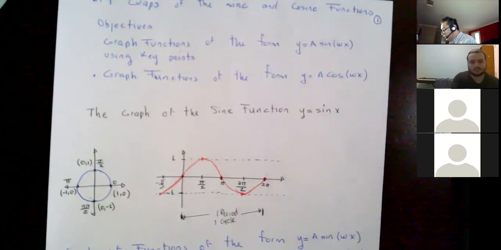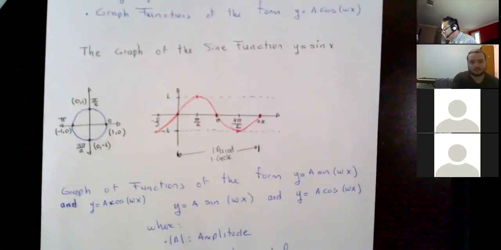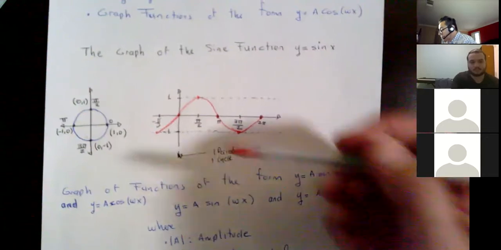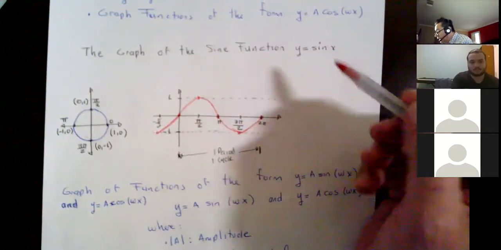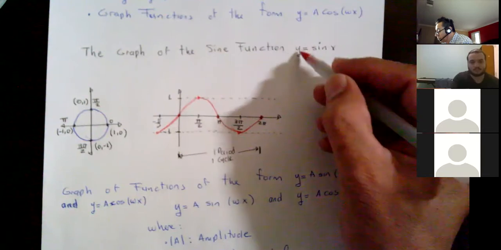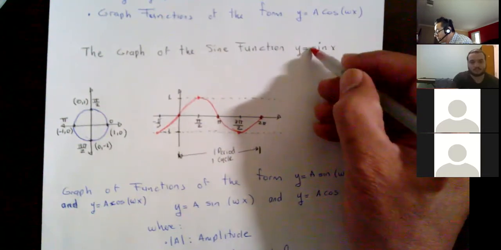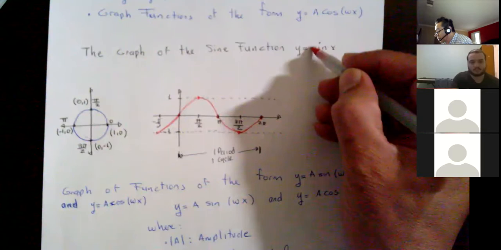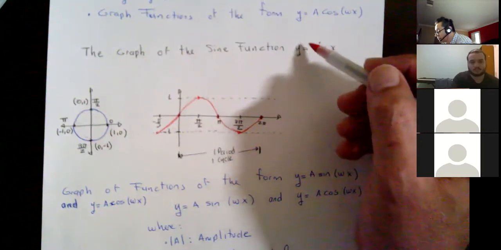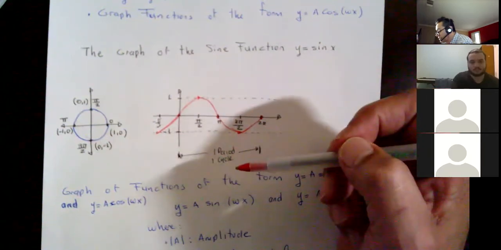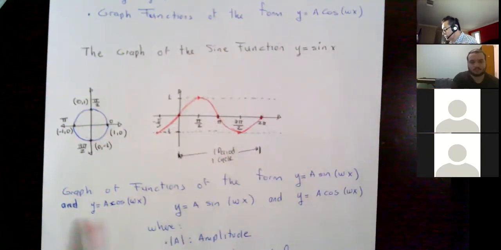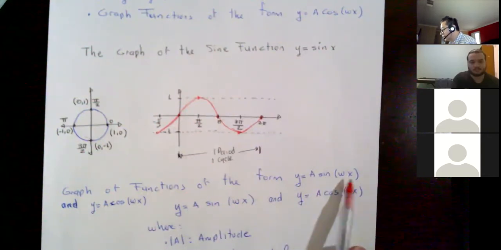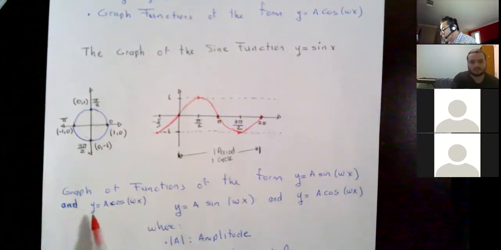Okay, so notice, let me go back here. Notice the amplitude. When we write y equals sine of x, we have a 1 implied here. That is the amplitude. This is known as the amplitude. The amplitude is 1. Let's go over this definition right here. It says graph of the functions of the form y equals a sine of omega x, and y equals a cosine of omega x.